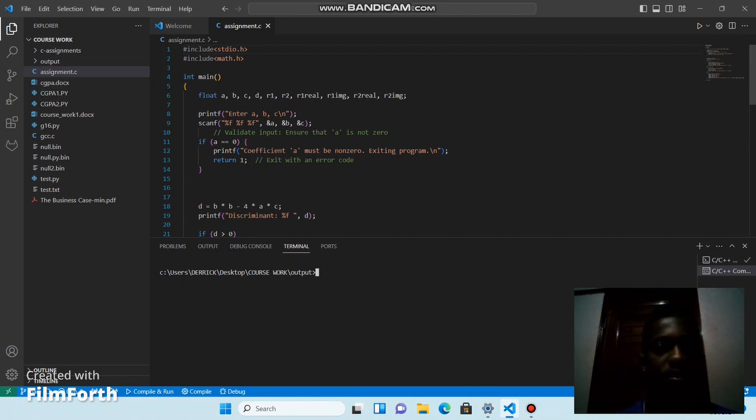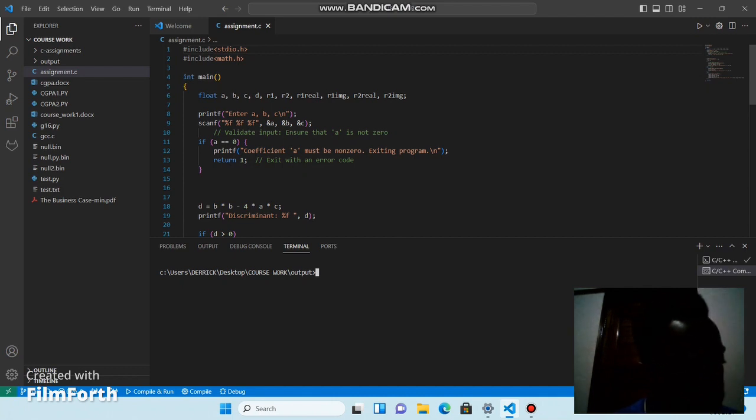Then the other thing we have to add is the include math.h header. Now this math.h is a header that enables you to gain access to mathematical functions and constants like sqrt, which is the square root, sine, cosine, exponential, and many others. Now after typing those, we start writing our code. We start with int main.